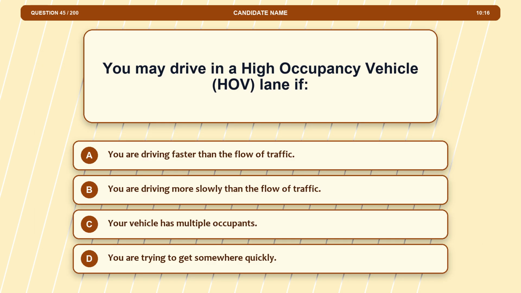Question 45. You may drive in a high-occupancy vehicle, HOV, lane if: Option A, you are driving faster than the flow of traffic. Option B, you are driving more slowly than the flow of traffic. Option C, your vehicle has multiple occupants. Option D, you are trying to get somewhere quickly.